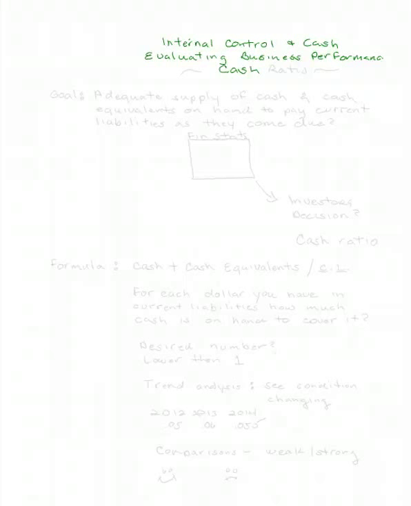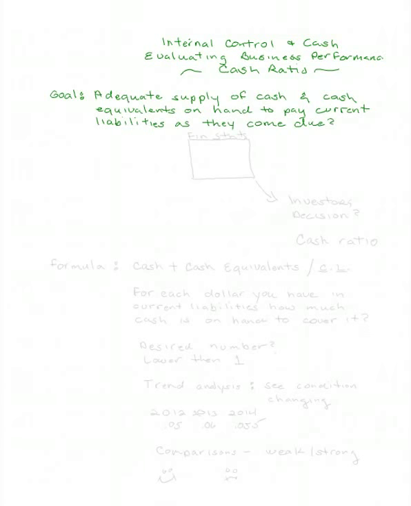Welcome to my discussion on evaluating business performance. And our topic today is the cash ratio. Our goal today is to learn a way to decide if there's an adequate supply of cash and cash equivalents on hand for a business to pay their current liabilities as they come due.